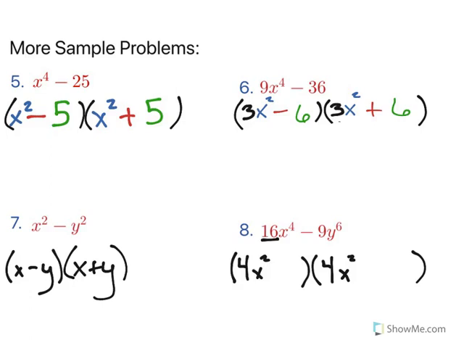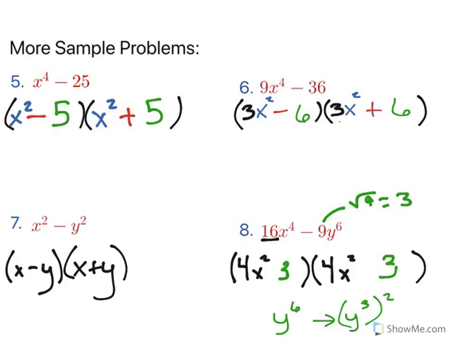Now we're going to move over to the second term. Our square root of 9 is 3. So we know that that's going to go inside the parenthesis. Our y to the 6th power is a little bit different. So when we think about y to the 6th power, and we want the square root of that, we have to think about the fact that that is like saying y to the 3rd power to the 2nd power. So our square root is actually y to the 3rd power.